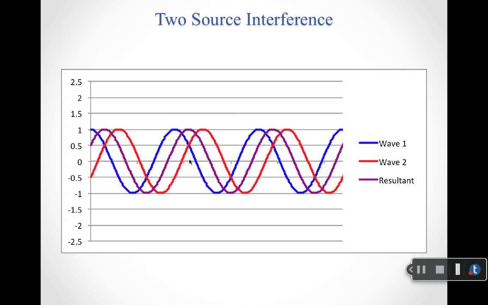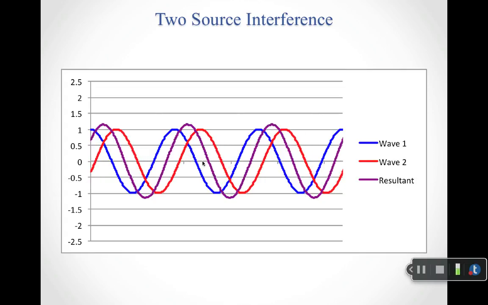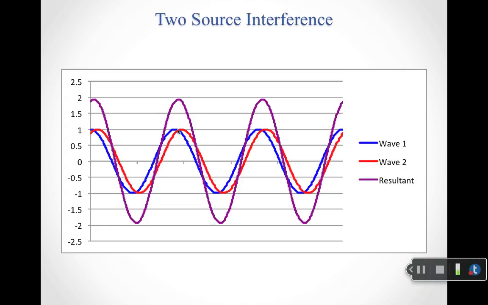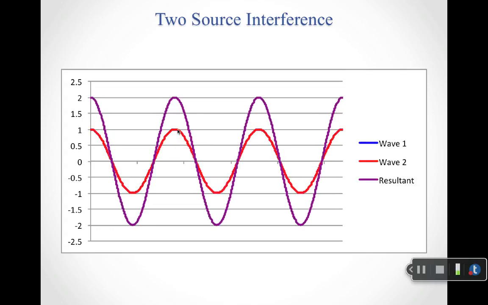Now if I keep sliding the red wave, you notice this peak that was initially lined up with this blue one starts to line up with the next peak over. As it lines up, the resultant wave gets bigger and bigger again, until they're completely lined up, back in phase, and I end up with a resultant wave that's twice as tall as each of the individual waves.